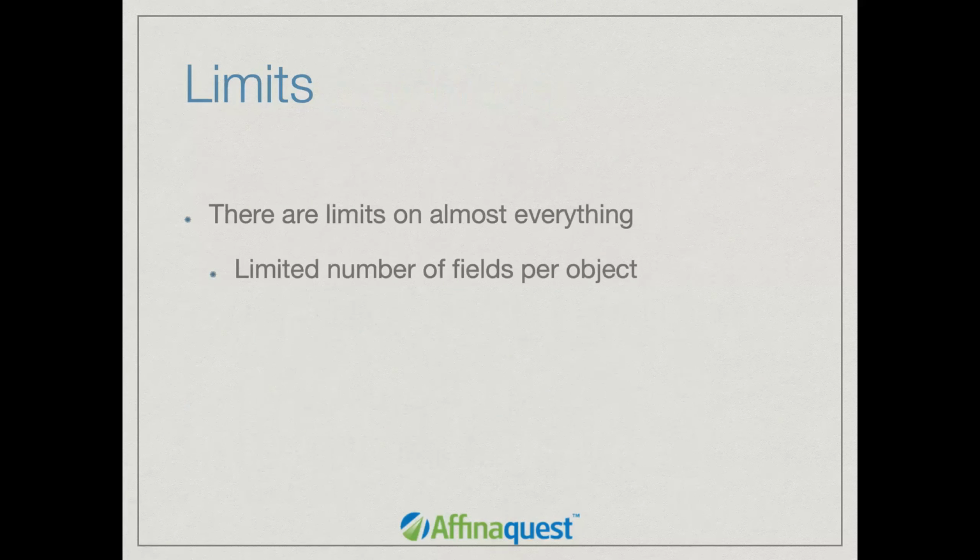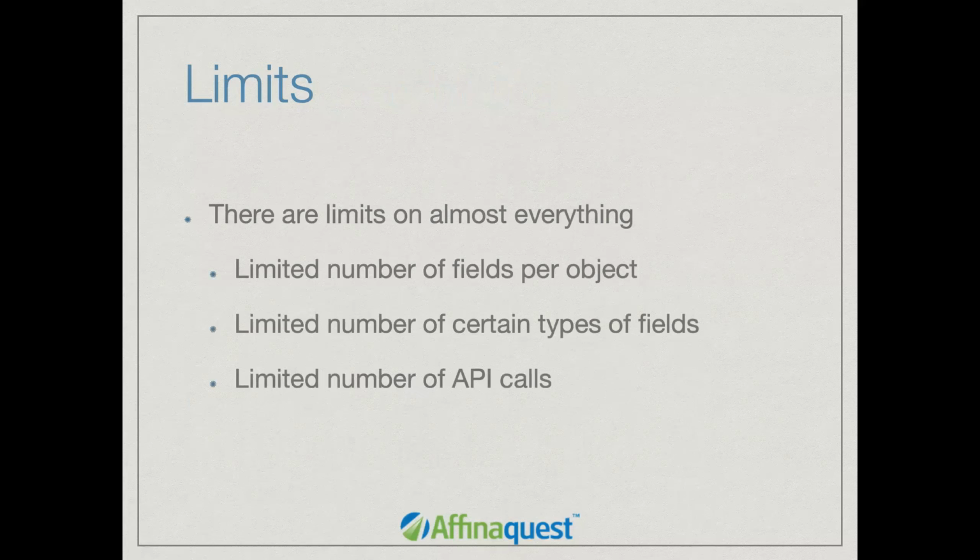Some of these can be a little challenging, like the number of roll-up summaries is limited to 25. There are ways to get around that too that we can talk about if you'd like. So there's a limited number of certain fields like formula fields, roll-up summaries, and a limited number of API calls. Some of you might run into that with your integrations. There's also a limited CPU time for individual transactions. We've run into that once in a while.